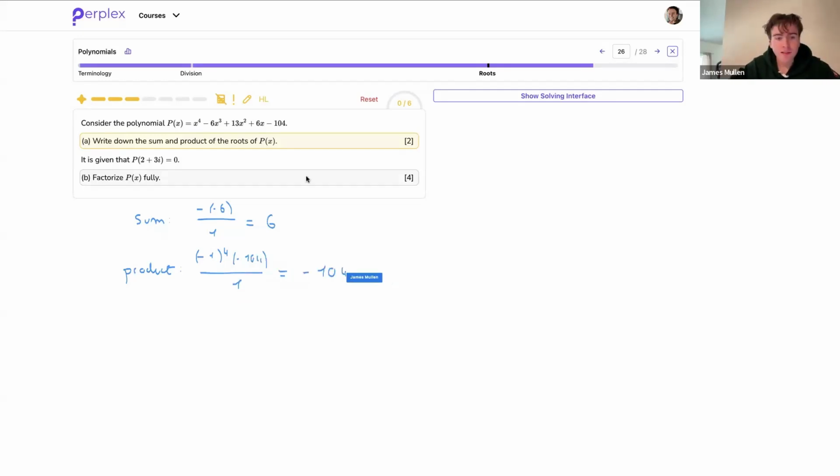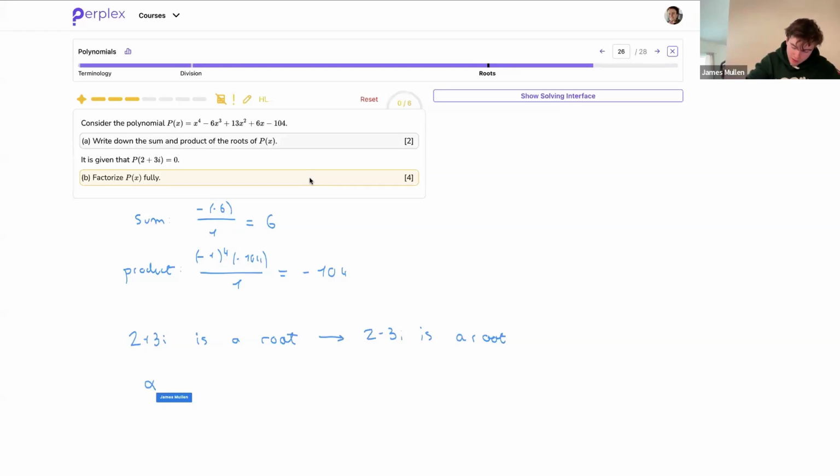So that's part A. Now, in part B, I'm given that P of 2 plus 3i equals 0. That means that 2 plus 3i is a root. And as a consequence, 2 minus 3i is going to be a root. That's what the conjugate root theorem says. Okay? So 2 minus 3i is a root. Now, that means that I'm going to be left with 2 unknown roots. Let's say that they're alpha and beta.